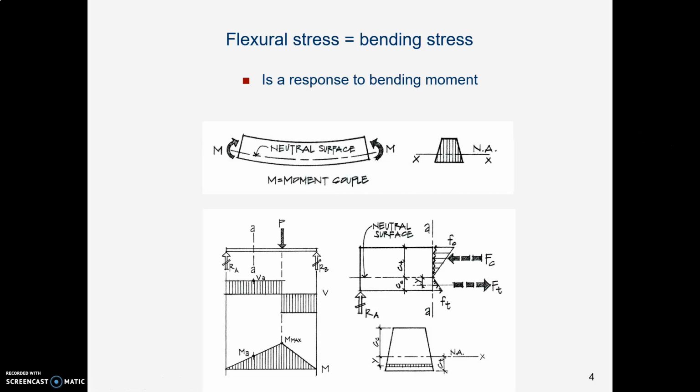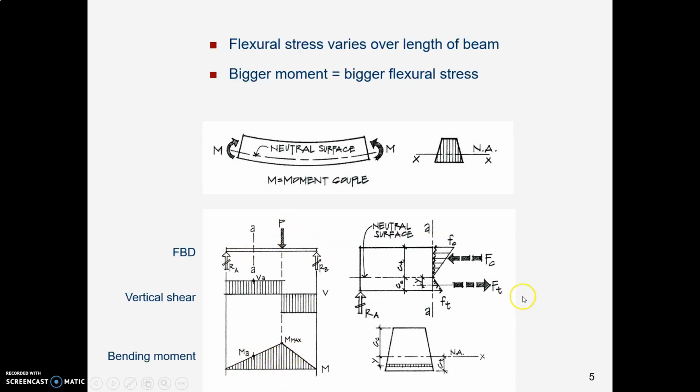You'll see engineering books talk about flexural stress, and that is just another name for bending stress. So flexure is bending, flexural stress is bending stress, and it is what happens in response to bending moment. Moment, force, here's a free body diagram, force times distance away from the pivot point. That's a moment. Here's a graph of some moment.